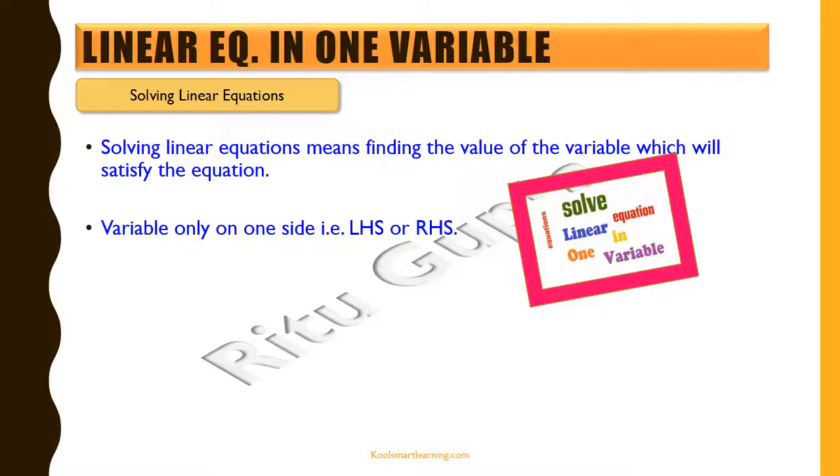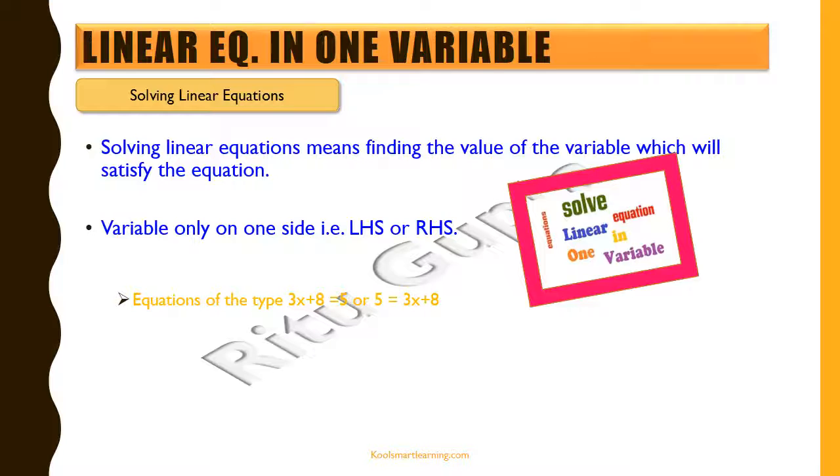Solving a linear equation means finding the value of the variable which will satisfy the equation. Say, for example, in the previous slide we had an example where x is equal to a minus b. When we know what a is and what b is, we can find the value of the variable x, and that is called solving the linear equation. For solving linear equations in one variable, the important first thing is we take the variable on only one side, which could be either the left hand side or the right hand side, although the preference is always to keep the variable on the left hand side.